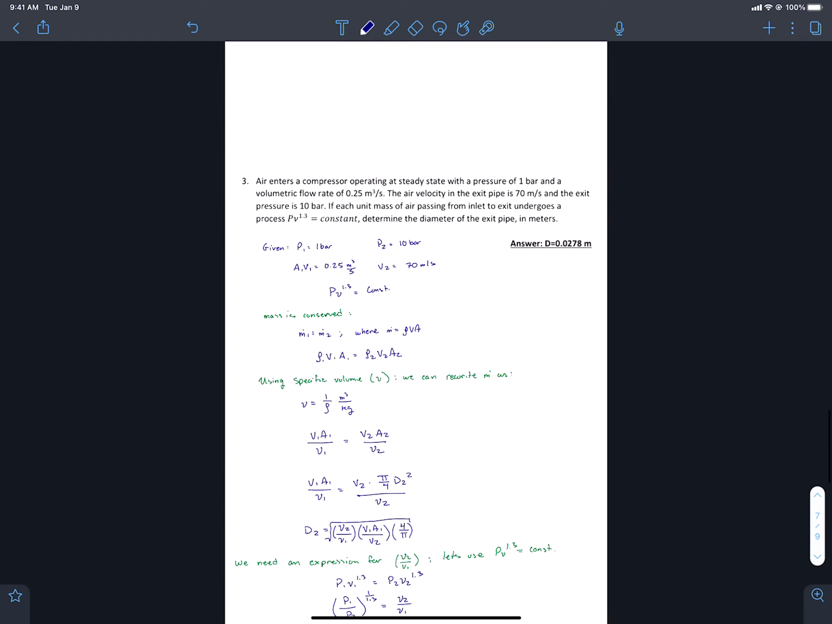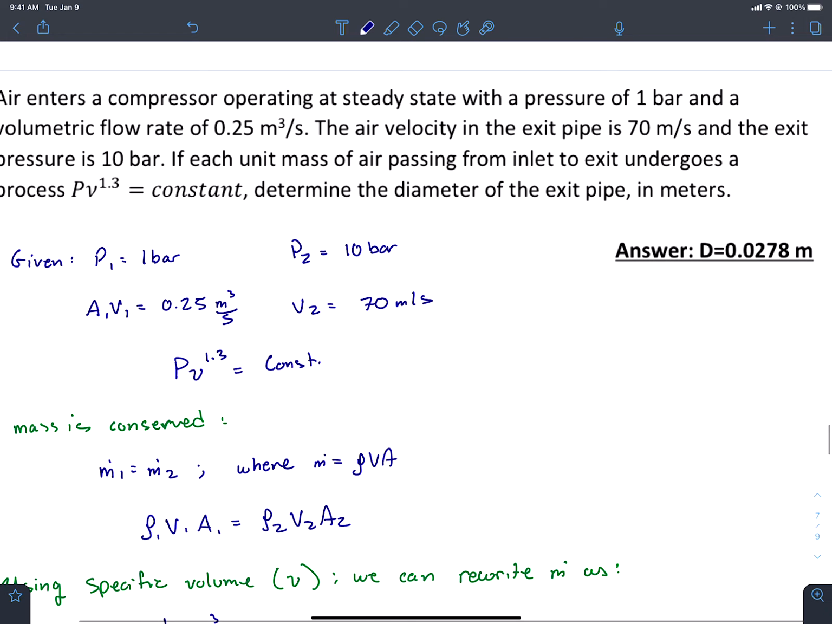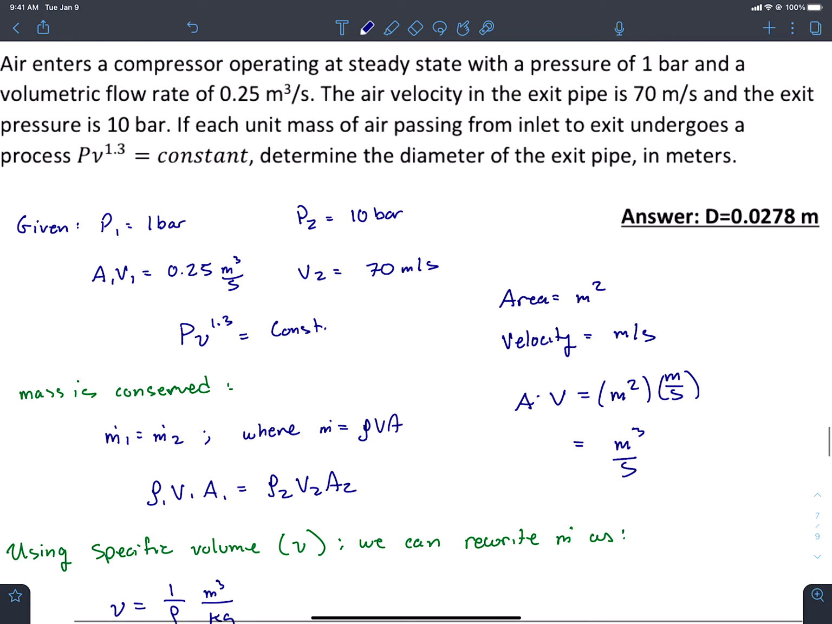Sure, no worries. So area has units of meters squared, and velocity has units of meters per second. So A times V equals meters squared times meters over seconds, which equals meters cubed over a second, and that's volumetric flow rate. Does that make sense?